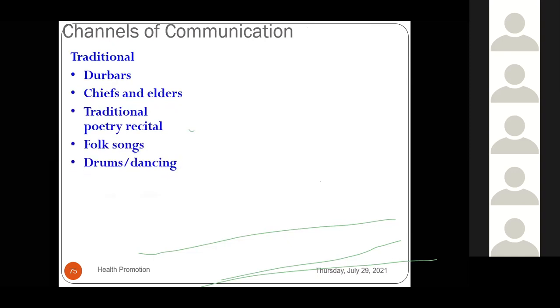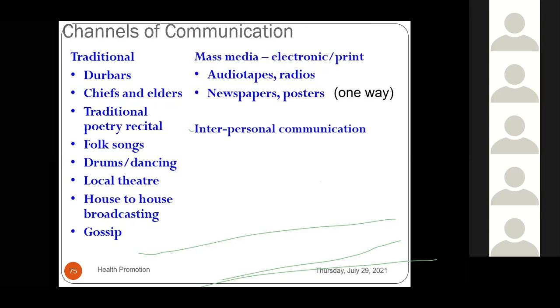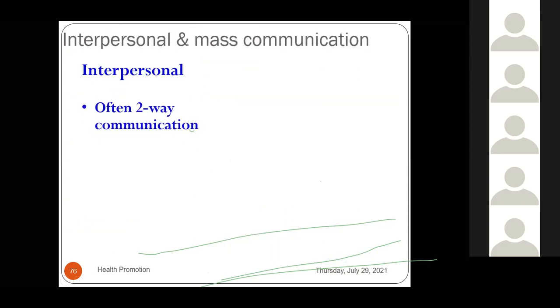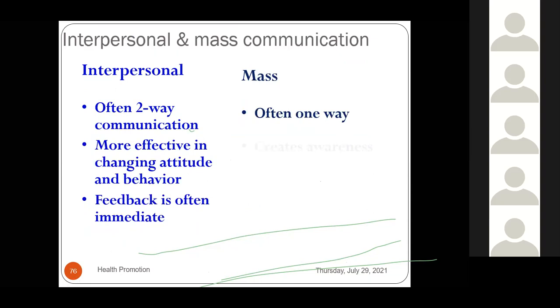If you look at this, you see the traditional ones, the chief, traditional, and all those things. But if you look, they are all one-way communication channels. But if you look at the interpersonal communication, that's demonstration, discussions, health talks, counseling, role play, lectures, church and so on. These are the ones that we can classify as what? Two-way communication channels. The first ones are what? One-way communication channels. That's what we talked about last time. You can talk about demonstrations, where you demonstrate for people to see how things are done. You can talk about discussions, health talks, counseling, role play, and all that. Those are the two-way communication channels, the more effective ones that we use. And I talked about them last time when we met.